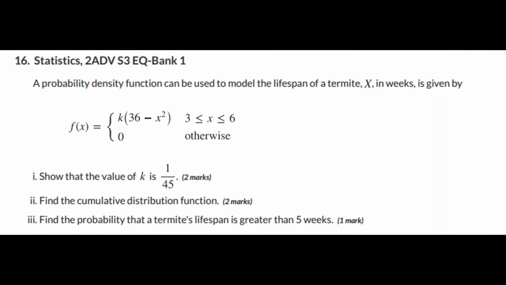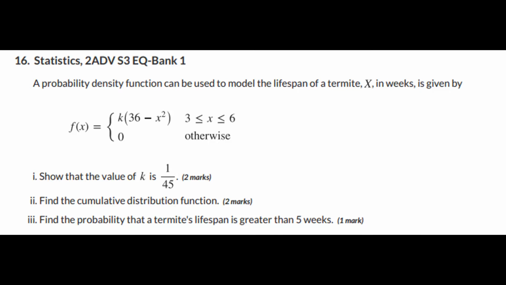For this question I've been asked to help out with part 2 and part 3. So the facts of the question are that we've been given a probability density function, and that's used to model the lifespan of a termite, X, capital X being the random variable, in weeks. Now the function is f(x) equals k(36 minus x squared), and that's valid for x between 3 and 6, otherwise it's 0.